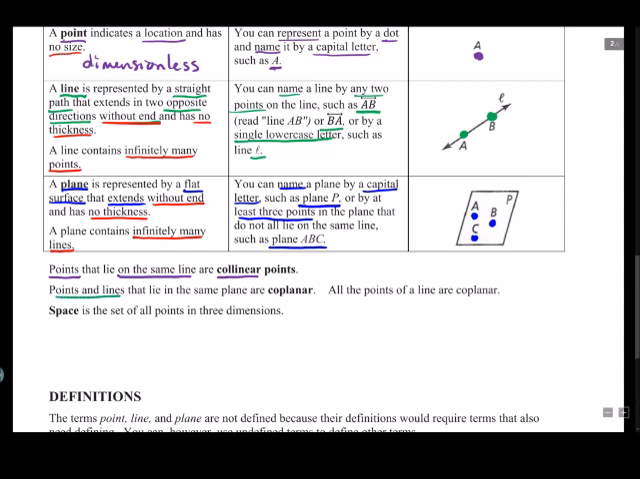Points and lines that lie in the same plane are, you guessed it, coplanar. A very important thought here: all of the points of a line are coplanar. So if you have a line that lies in a plane, all of the points on that line are also in that plane. Pretty easy to think about.